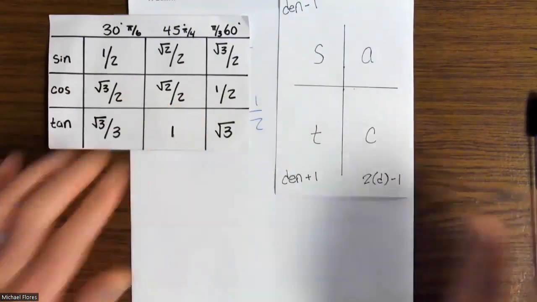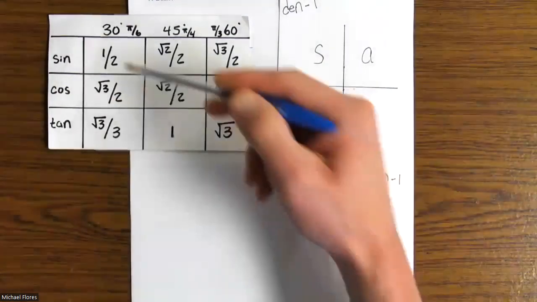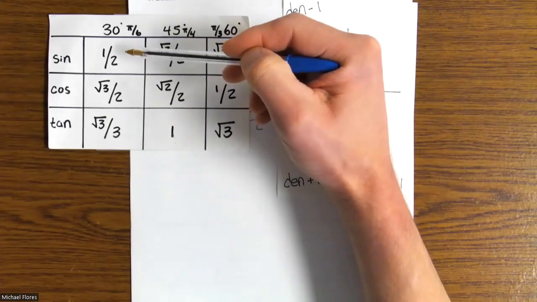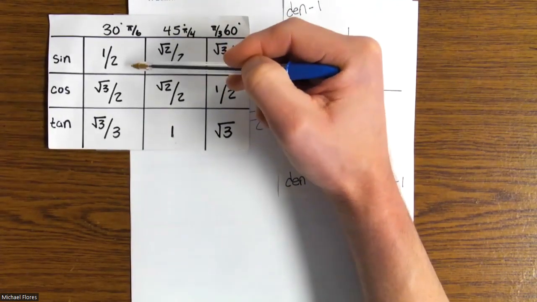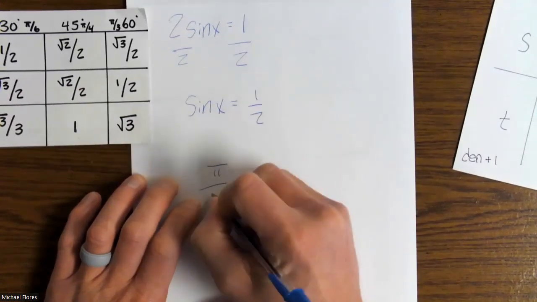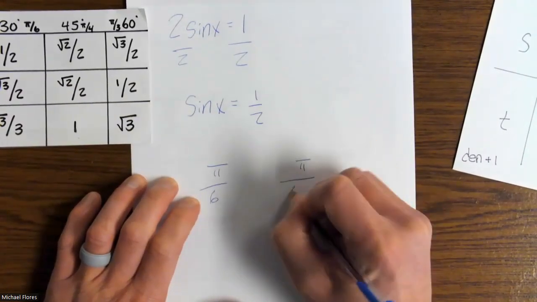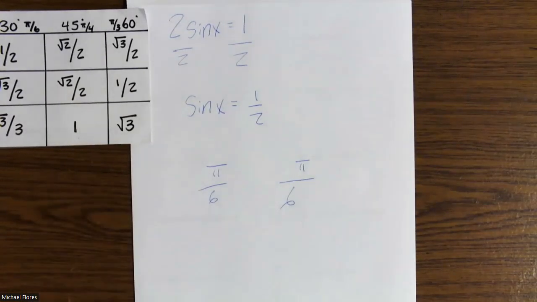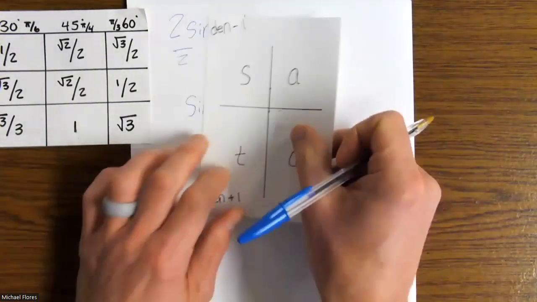If you're going to use the trig chart, first figure out which column, 1, 2, or 3, has a sine value of 1/2. That would be this column here. That's the pi over 6 column. I'm going to write down pi over 6 twice, because there are 2 quadrants where sine is positive. Okay, then we have this.